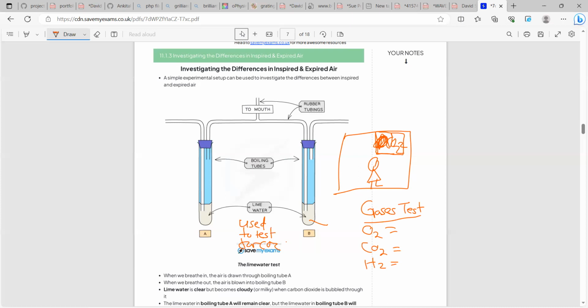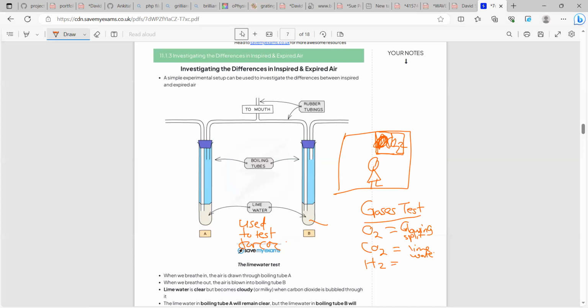So for oxygen, you use a glowing splint. I'm sure you know that. Oxygen will reignite a glowing splint. And then for carbon dioxide, you use lime water. Lime water is going to turn milky white when it is subjected to carbon dioxide. If it doesn't turn milky white, then there is no carbon dioxide there.